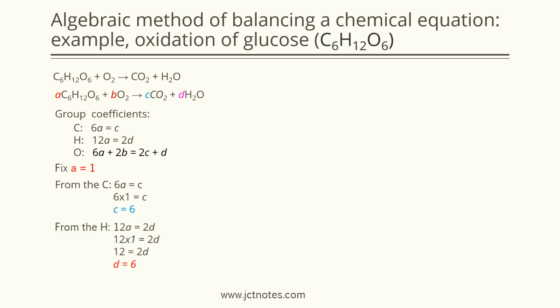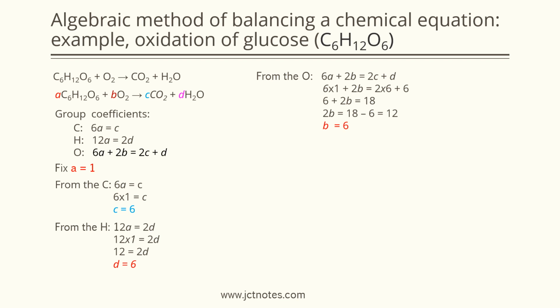We can find the value of D using the equation for the hydrogen. We have that 12 times A is equal to 2 times D. As A is 1, we have 12 is equal to 2 times D. Or that D is equal to 6.